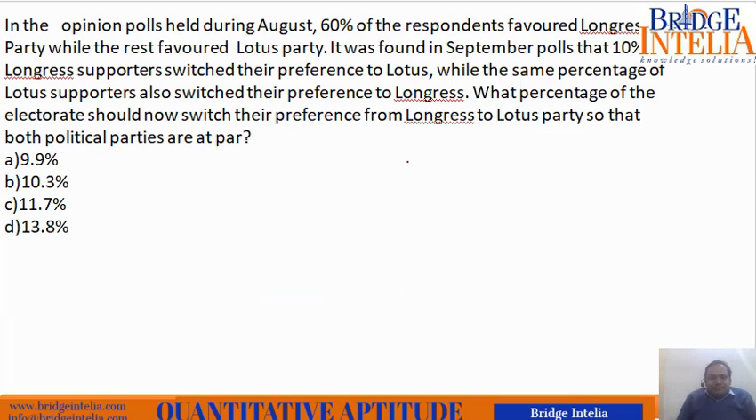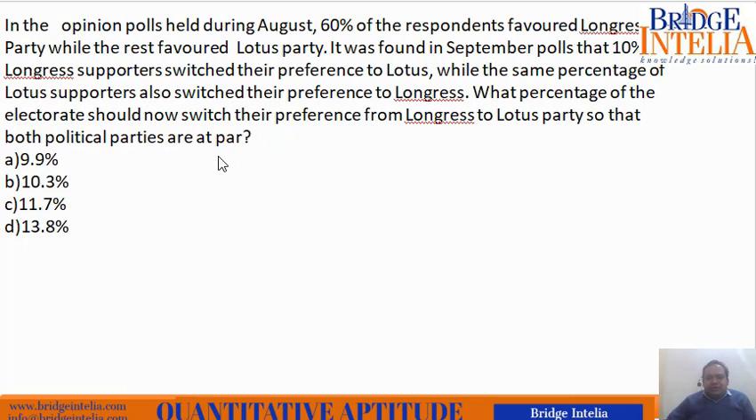Now let's see this one. In the opinion polls held during August, 60% of the respondents favored Congress party, while the rest favored Lotus party. It was found in the September polls that 10% of the Congress supporters switched their preference to Lotus, while the same percentage of Lotus supporters also switched their preference to Congress. So what percentage of the electorate should now switch their preference from Congress to Lotus party so that both political parties are at par? So basically, an opinion poll was conducted in 2 months, in August and in September.